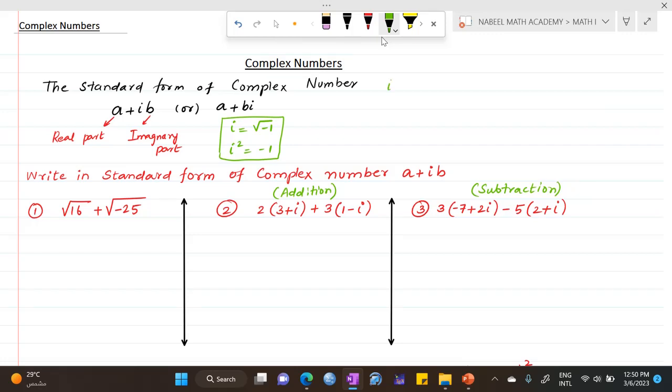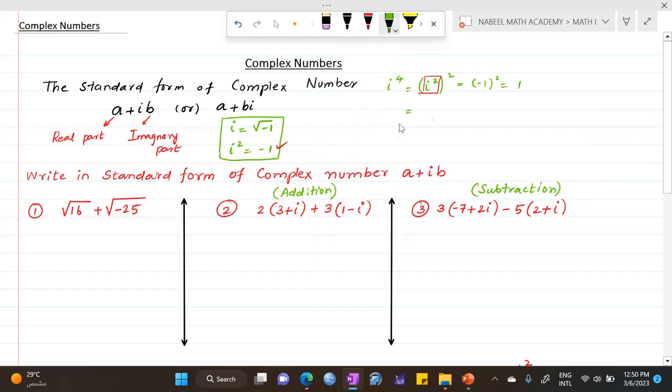Suppose you have i power 4, how will you write i power 4? I can split this as i square into i square. Why are we making squares? Because I know the value of i square, which is equal to minus 1. Just substitute the value here. So you will get minus 1 whole square, which is equal to plus 1, because the power is even.